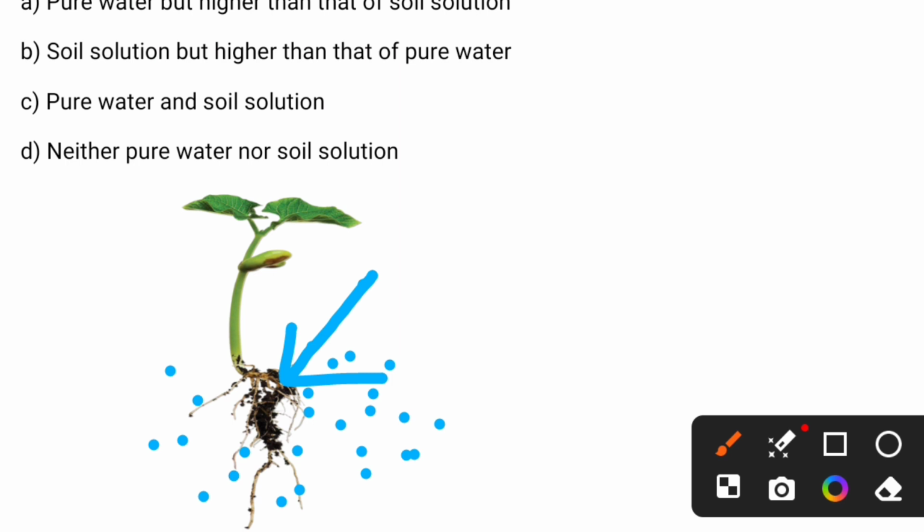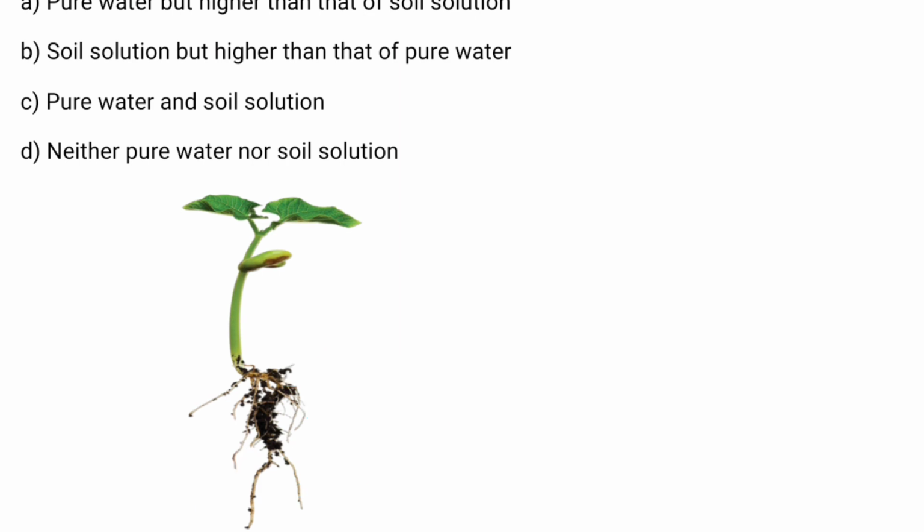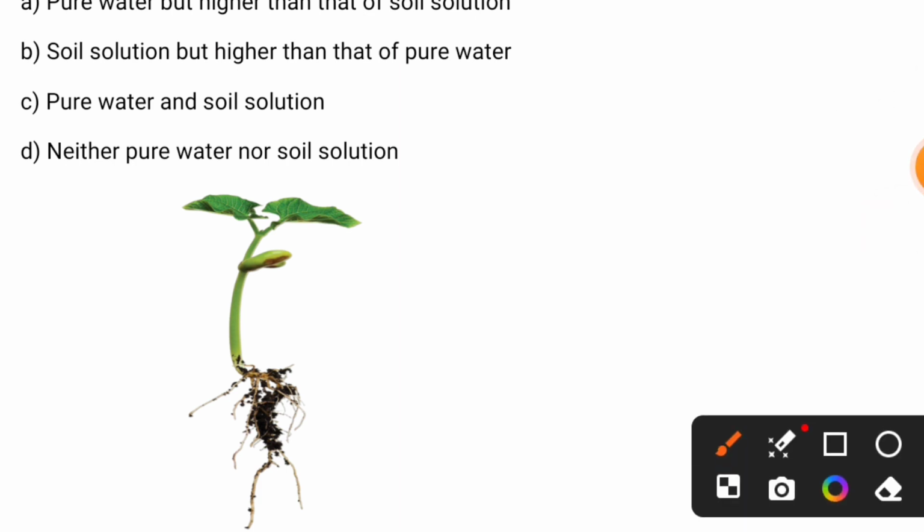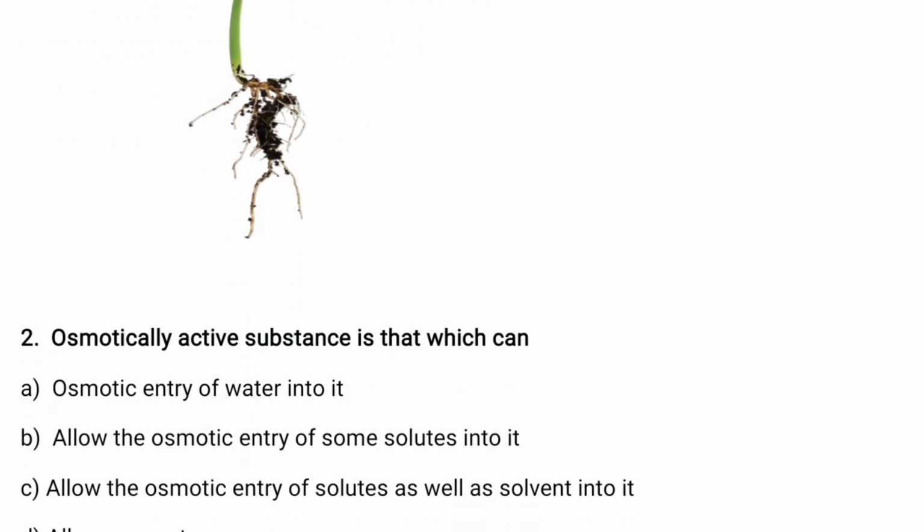You know the phenomenon of osmosis. The movement of water from the higher water potential to the lower water potential, or from the lower concentrated solution to the higher concentrated solution, the movement of water molecules is called osmosis. Then only plants take up water from the soil solution depending upon the phenomenon of osmosis. So the correct answer is pure water and soil solution. Let's see the next question.